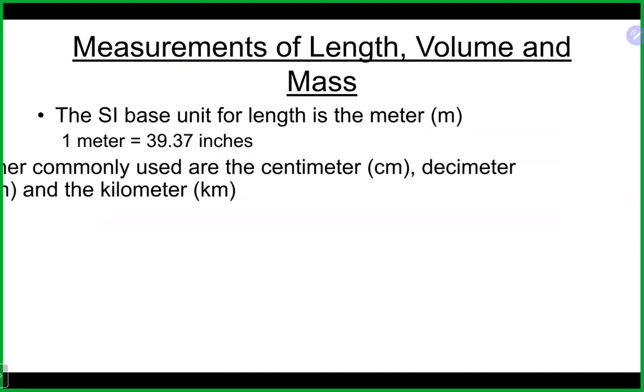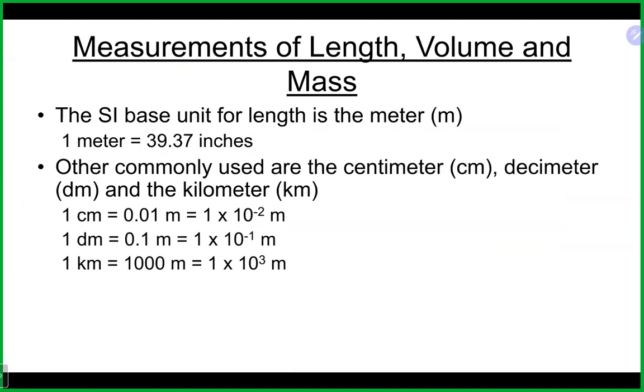So let's talk about some of these mass, length, and volume measurements that you should probably know. For sure, the SI unit for length is a meter. That's a good one to know, the conversion between a meter and inches. 1 centimeter is equal to 0.01 meters, or 1 times 10 to the minus 2 meters. This is this number in scientific notation.